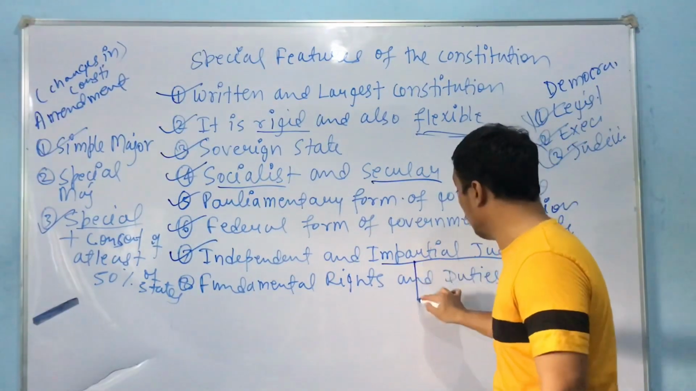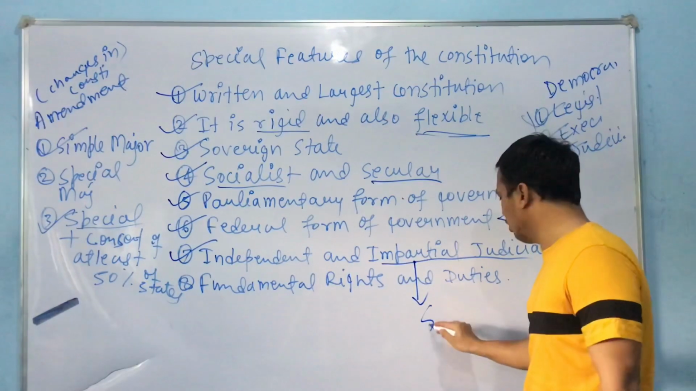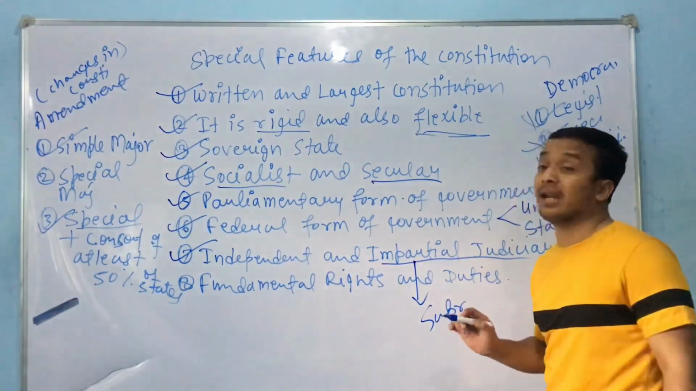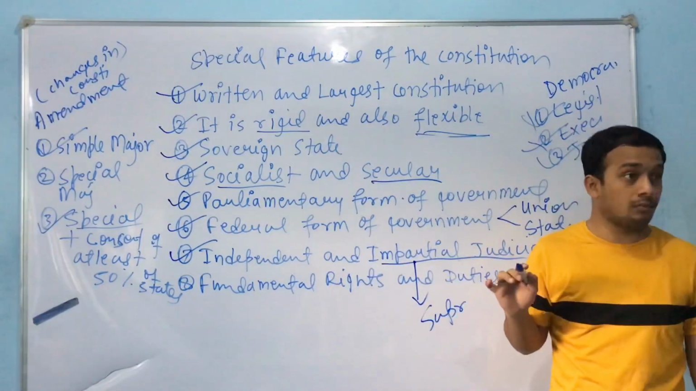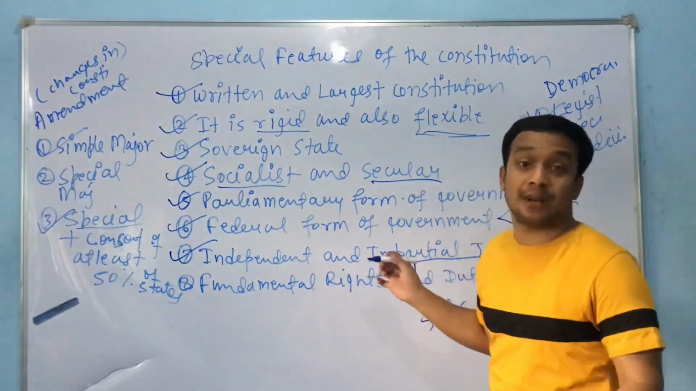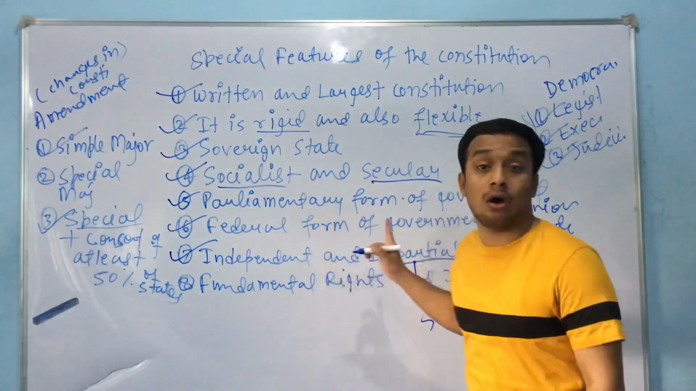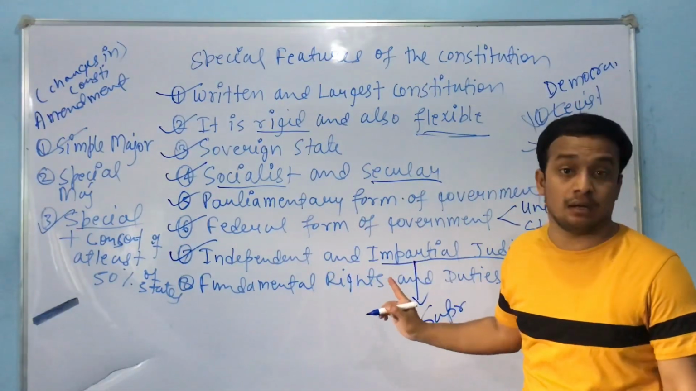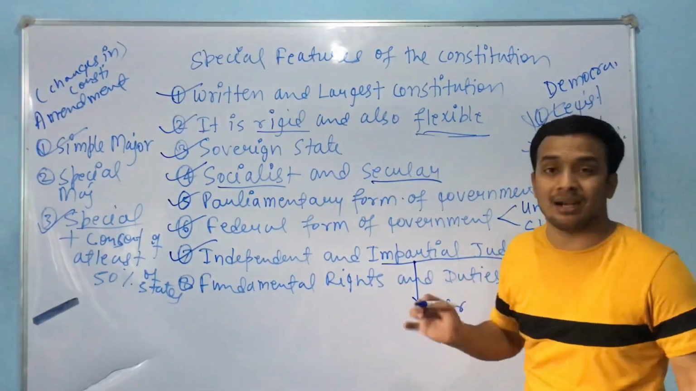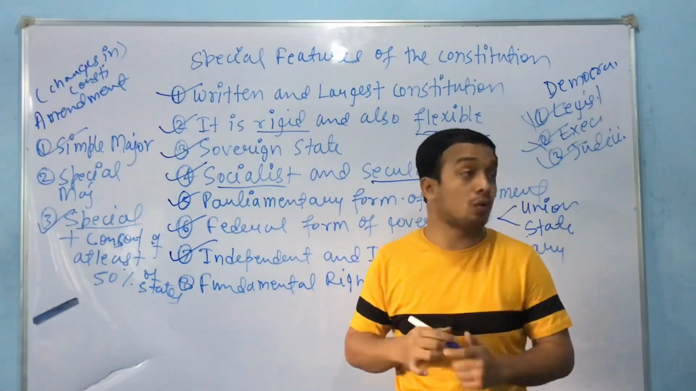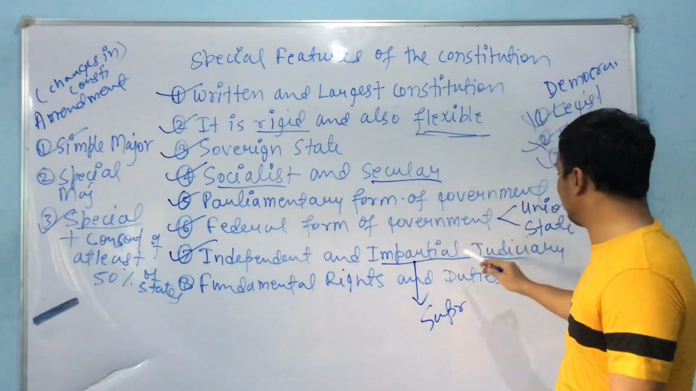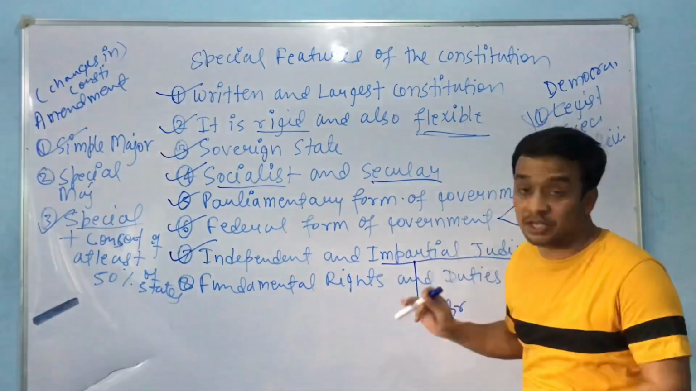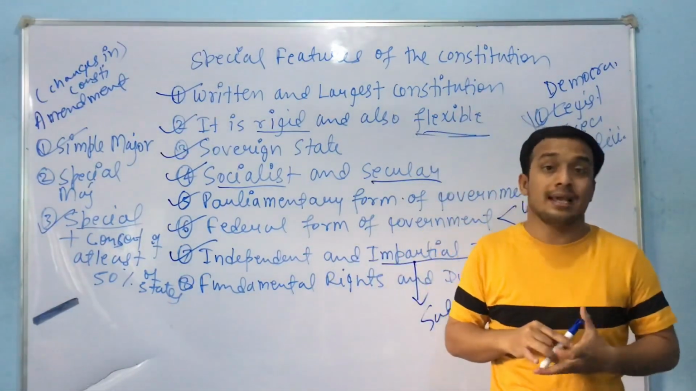Basically, the judges of the Supreme Court are appointed by the President. Okay, they are appointed by the president, but remember they are not removed by the president. The president appoints them, but the president cannot remove them. Got it? So the first is impartiality. This is a special feature.